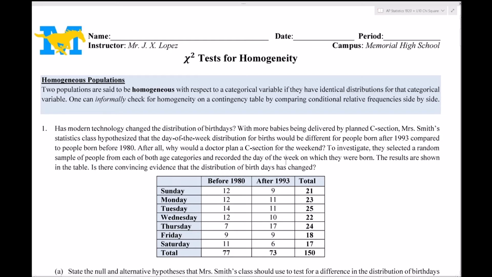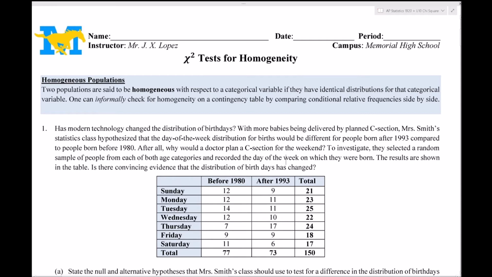Then it continues: after all, why would a doctor plan a C-section for the weekend? So that's one thing you can consider. Maybe doctors would not want to plan it on days that are inconvenient for them, so they'd rather plan it on days that are convenient for them. So we'll continue to investigate. They selected a random sample of people from each of both age categories and recorded the day of the week on which they were born. The results are shown in the table below. Is there convincing evidence that the distribution of birthdays has changed?